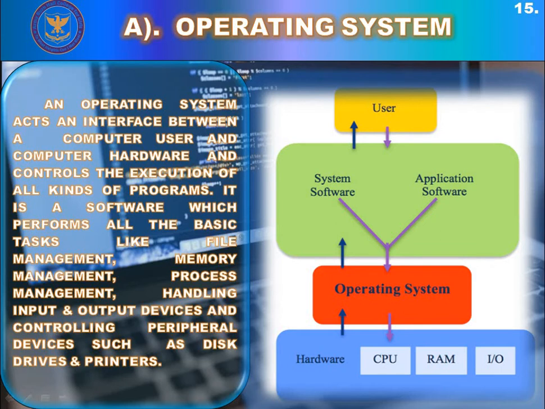Now moving towards the first type of system software, where we have talked about the features or introductory points of a system software. Now we are moving towards the first type of system software, that is operating system software.